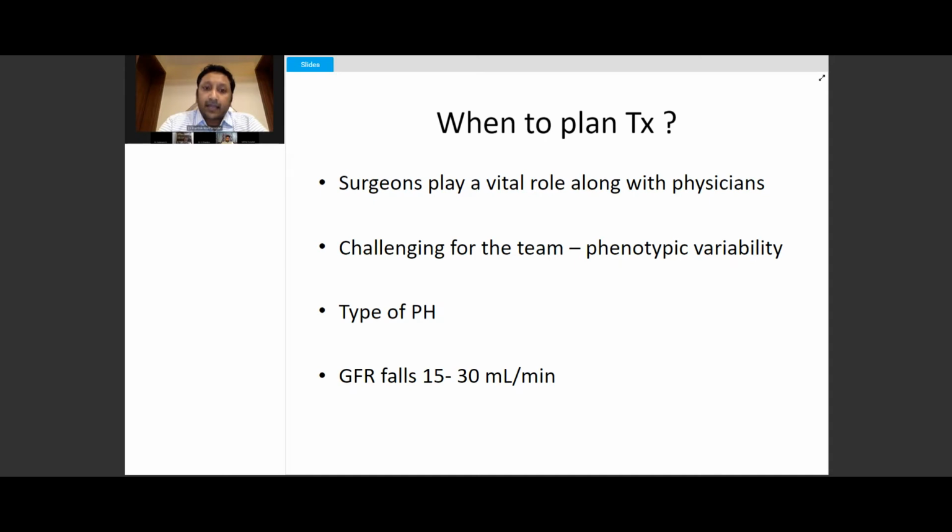And the type of PH also determines the type of transplant which needs to be carried out. There are 3 types of primary hyperoxaluria. Type 1, which is very common. Type 2 and type 3 are less common. Type 1 usually needs either a liver or a liver kidney transplant, type 2 needs only a kidney transplant, and type 3 need not have any transplant at all. Usually when the GFR falls below 15 to 30 ml per minute, then a transplant is planned.